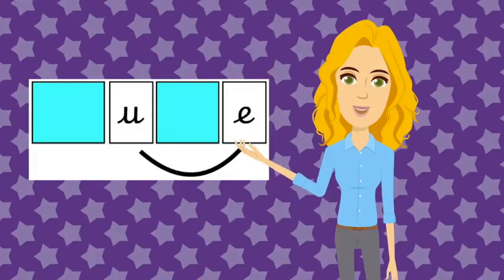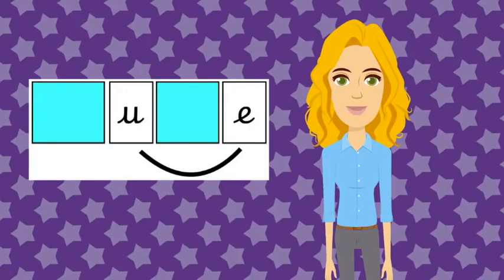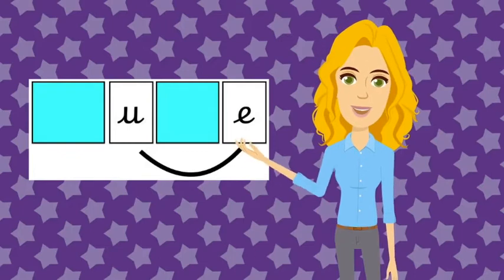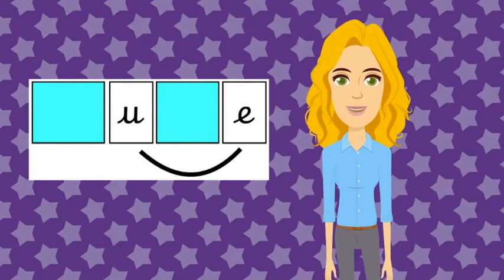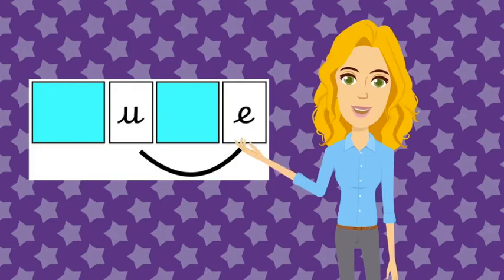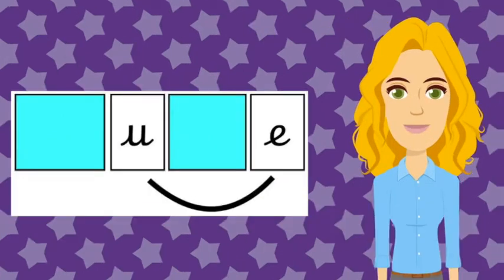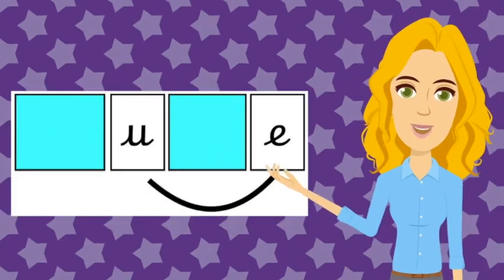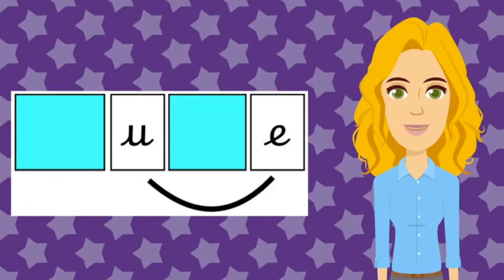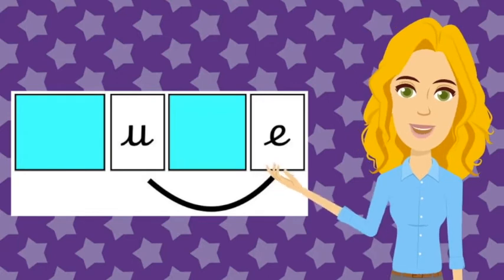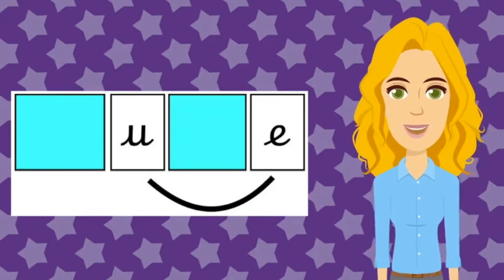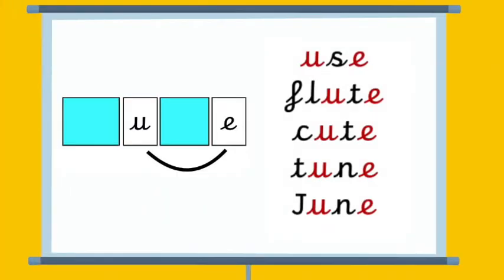Once the children know that the U and the E at the end of a word make the OO sound, it's really easy to teach the next alternative, which is the split digraph OO. This is when a U and an E are split with a letter squeezed in the middle, but they still say the OO sound when we read them. Words containing the split digraph OO include use, flute, cute, tune, or June.